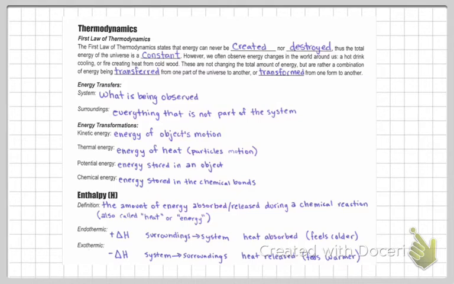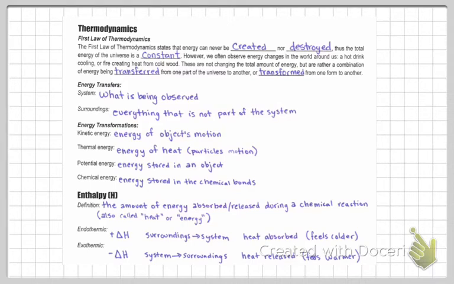Kinetic energy, you guys know this very well. It's energy of motion, so energy of movement. Thermal energy is the energy of heat. So, as particles move very quickly, they have higher thermal energy. Potential energy is stored energy. So, this is the classic, you're holding up a ball on top of the staircase. That ball that you're holding as you're about to let it fall, that ball has potential energy.